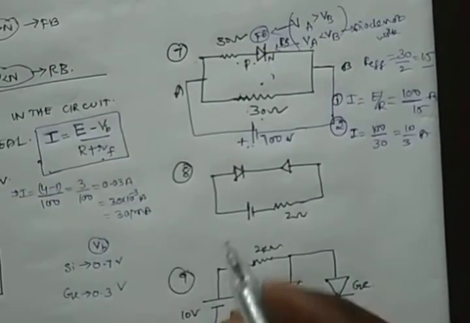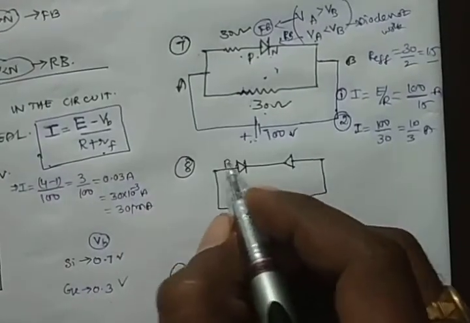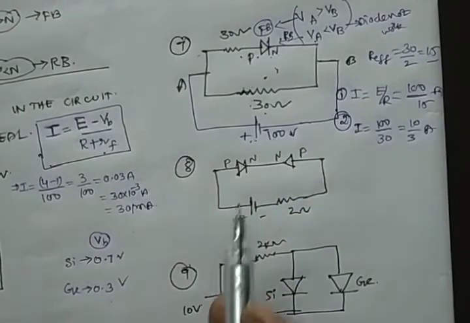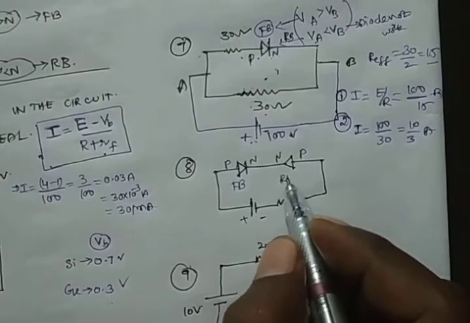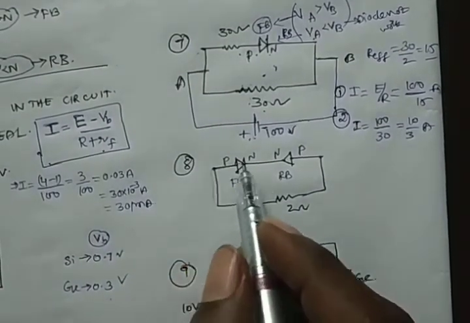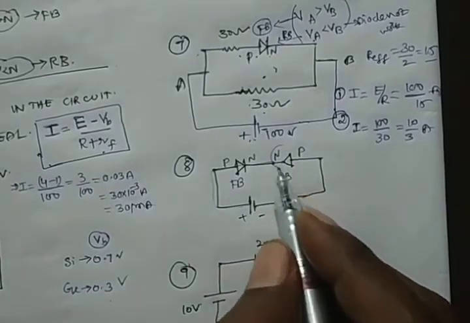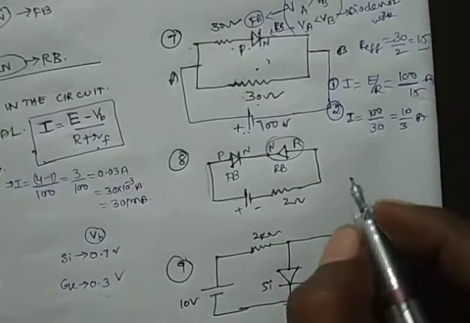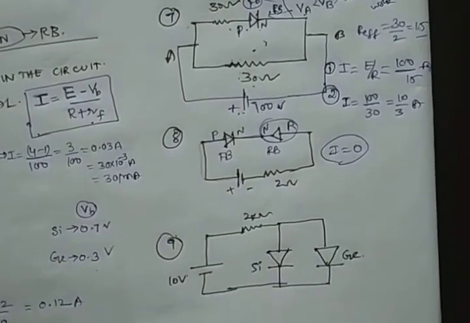Next, see these diodes. This is plus and minus. This is PN. This is NP. These are connected in series. So this one is in forward bias. This one is in reverse bias. So from here, the current will move up to this point. But this is in reverse bias. So there is no current passing through the circuit. That's why the current across the circuit is 0.